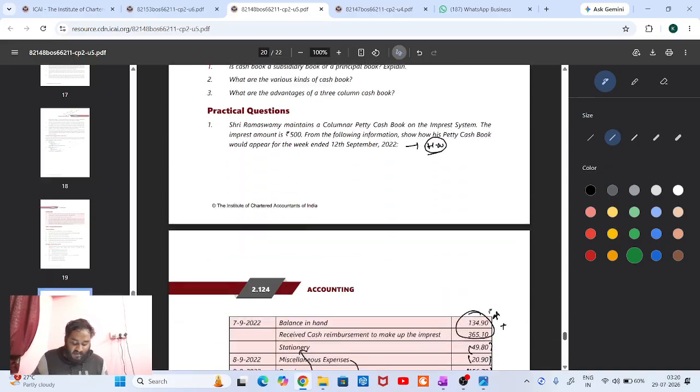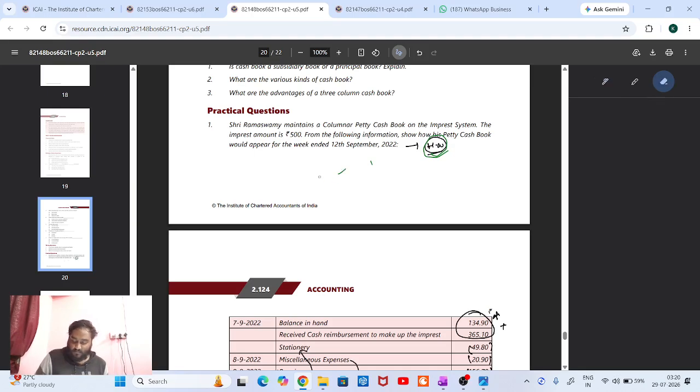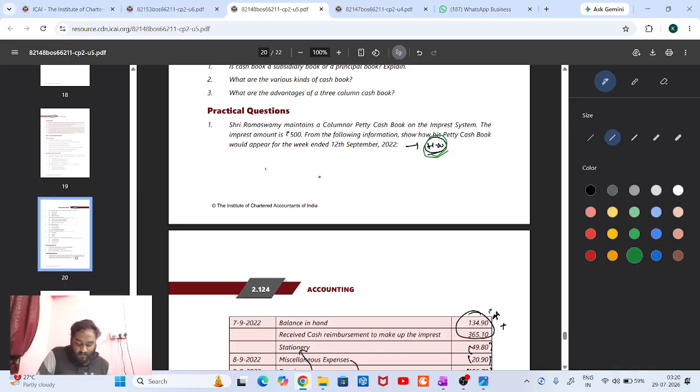And then there is one little question. I guess it is based on petty cash. This can be your homework project. Basically, prepare the petty cash book: date, particulars, amount, voucher number, receipt. Receipt is 500 rupees, but keep this bifurcated: 134.9, 365.1. The total is 500 only.